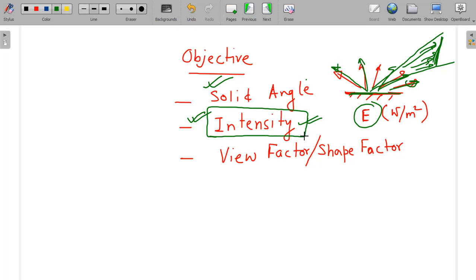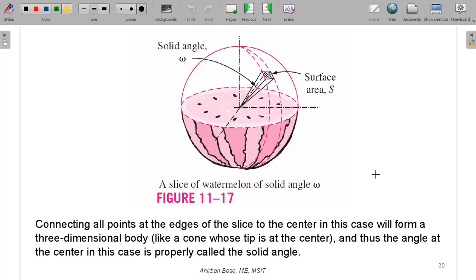And then for the general case, it is very important to define the view factor. The idea of view factor will be defined at the end of the session. So let us start with the concept of solid angle. So as we know, in a 2D surface, how the angle is defined.